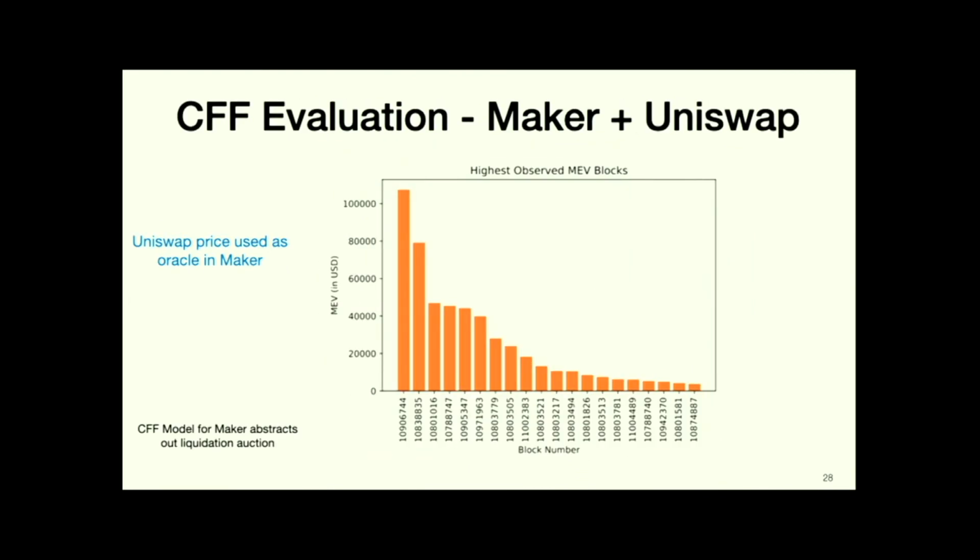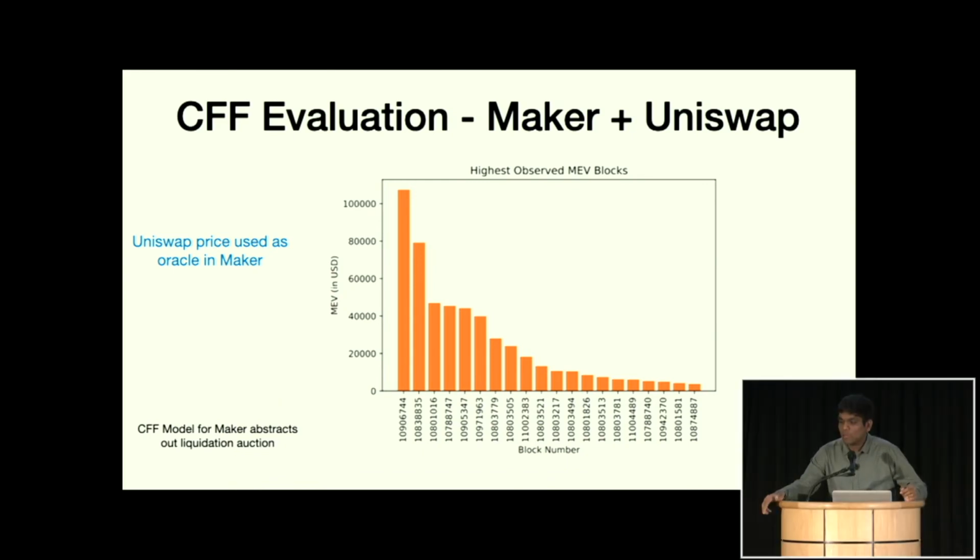We also have evaluations for compositions. In this experiment, we slot in the Uniswap price for the Maker Oracle price, although Maker uses some other price methods, but this is an experiment to illustrate composability. Here we again run CFF on historical data and plot the highest observed MEV blocks when you actually use Uniswap as the Oracle price in Maker.